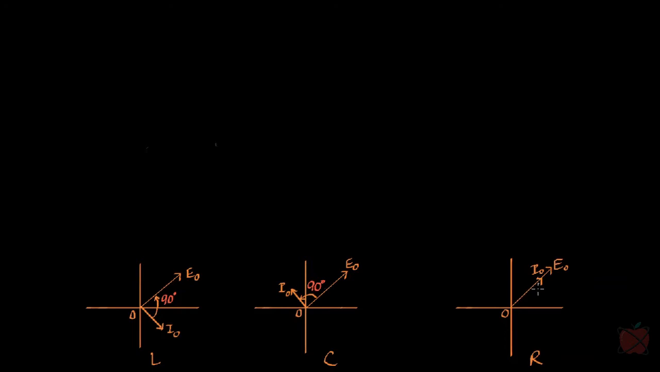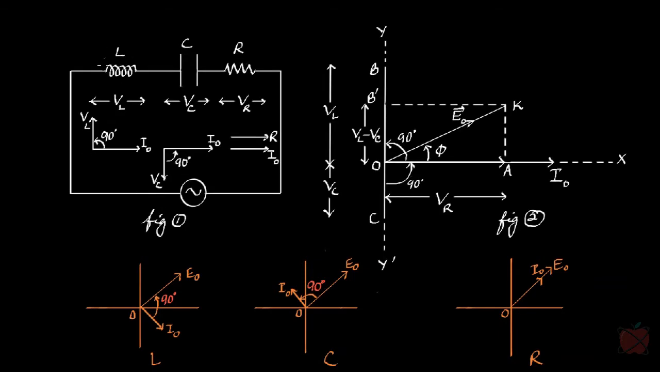So what we are going to do here is, let me first draw the circuit. In figure 1 here, you can see that there are three elements: the inductor having an inductance L, the capacitor having a capacitance C, and a resistor having a resistance R. VL is the potential drop across L, VC is the potential drop across C, and VR is the potential drop across R. VL, VR, and VC are the peak values of the potential drops across L, R, and C respectively.